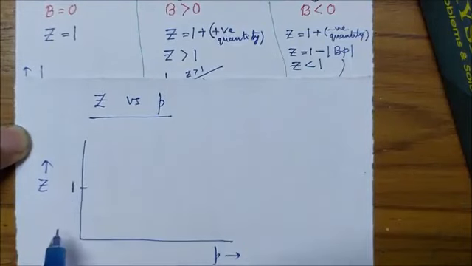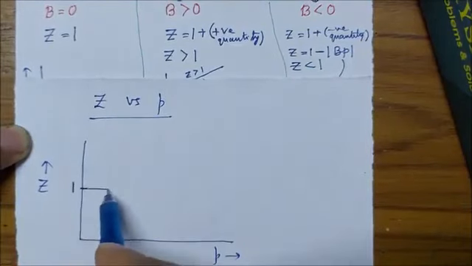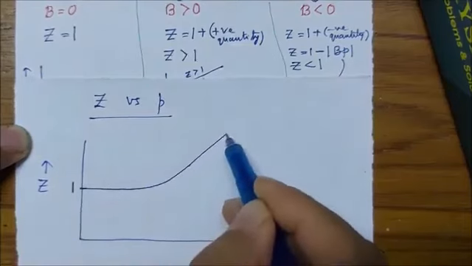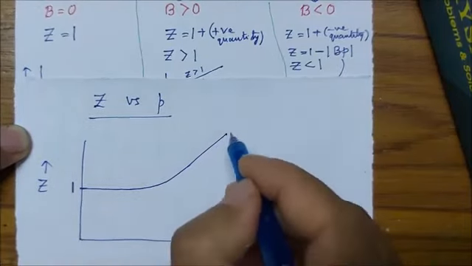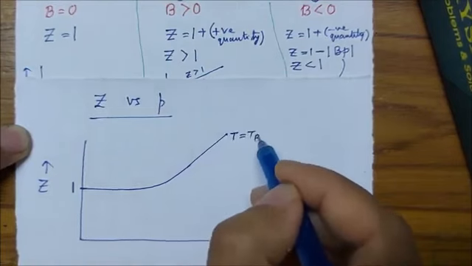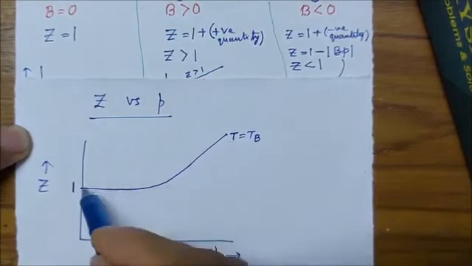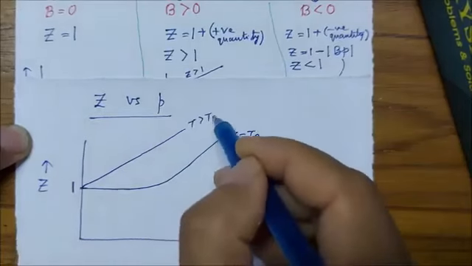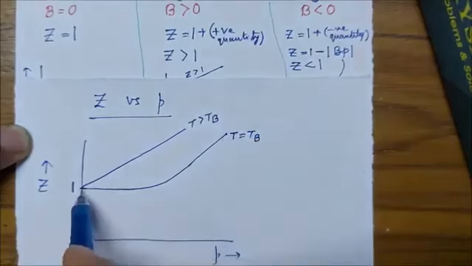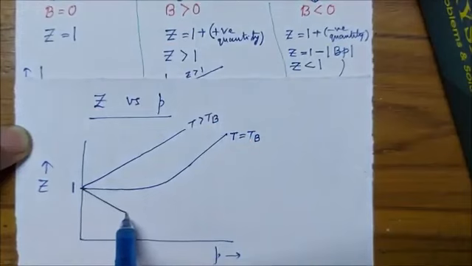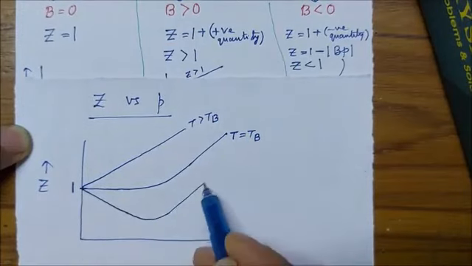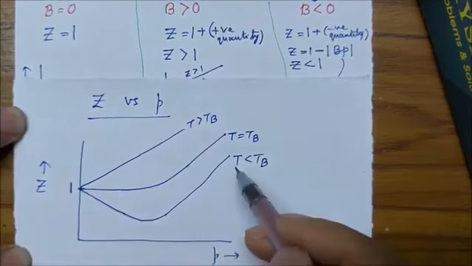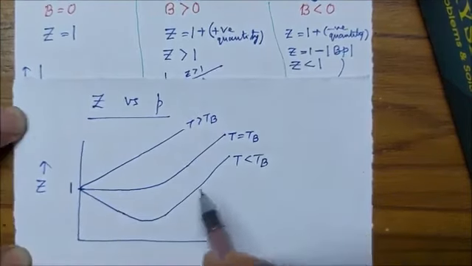This is Z is equal to 1. This is the plot for t equal to tb. For t greater than tb, the plot is of this type. And for t less than tb. Let us describe these curves in terms of Z.